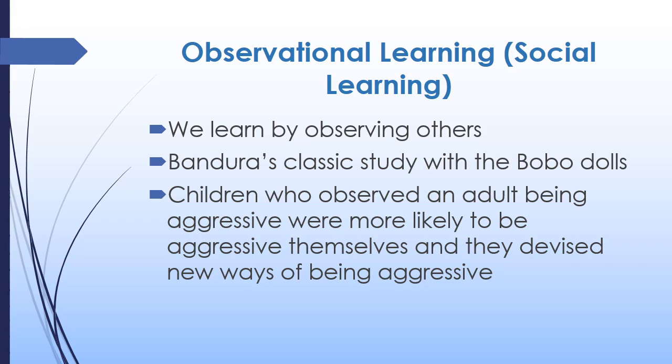Not only that, but they devised new ways of being aggressive with the Bobo doll. They started using guns. Guns were never used by the adult in the video, but they started using guns to beat up the Bobo doll. That little girl, she used a baby doll to beat up the Bobo doll. So they came up with whole new ways of being aggressive with the Bobo doll. Those children who saw the adult being aggressive with the Bobo doll, not those children who saw the video of the adult playing nicely with the Bobo doll.